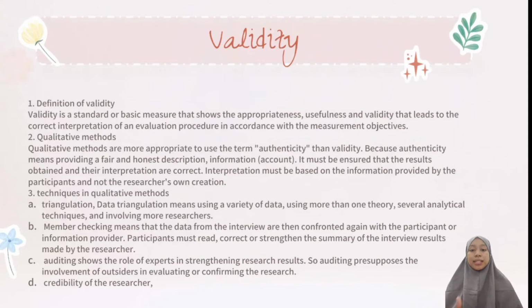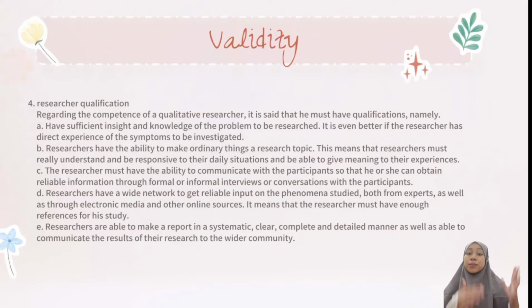And number 3 is auditing. Auditing shows the role of experts in strengthening research results. So, auditing presupposes the involvement of outsiders in evaluating or confirming the research. And the last one is credibility of the researcher. Point number 4 is researcher's qualification.